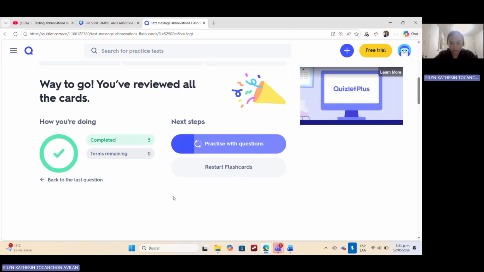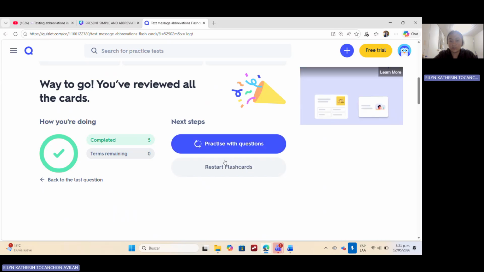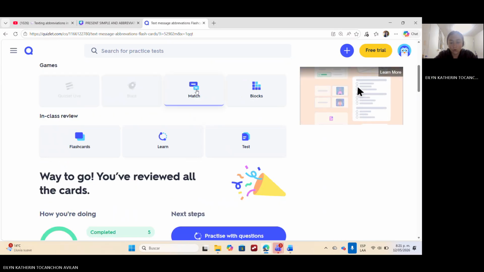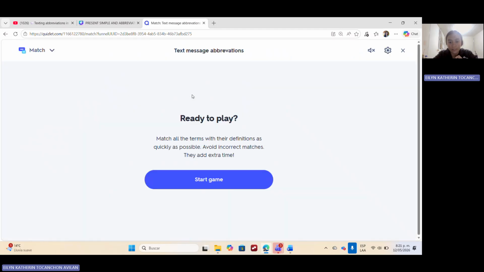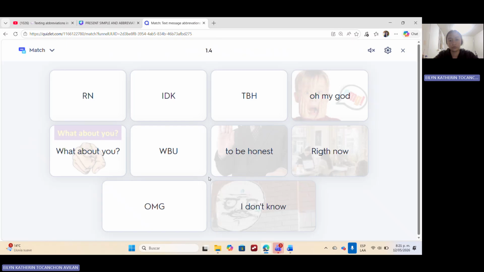When you finish, you can practice with some questions or go to the little games. The first is match. They need to match the abbreviation with the picture. It's important that you can translate into Spanish to avoid translation in line, so they need to recognize it in English. So right now, what does it mean? What is the picture?